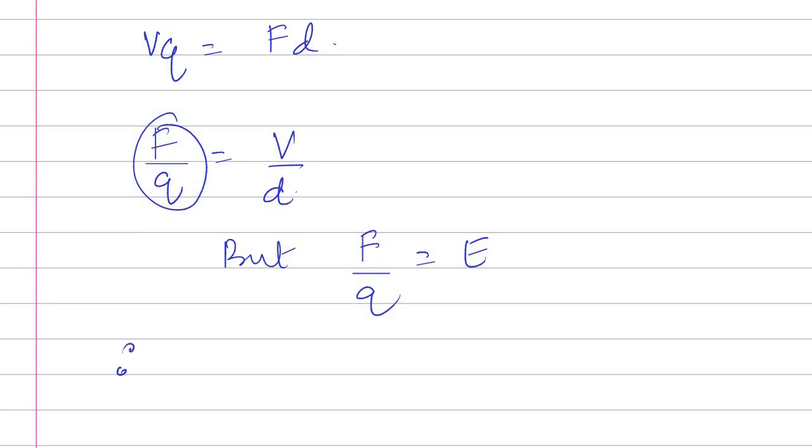Therefore, we get a very interesting formula. E is equal to potential difference divided by d. Very important formula. So electric field intensity is equal to potential difference divided by the distance between the charged plates.